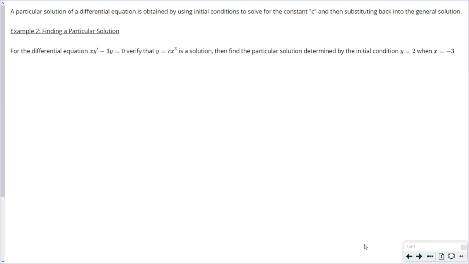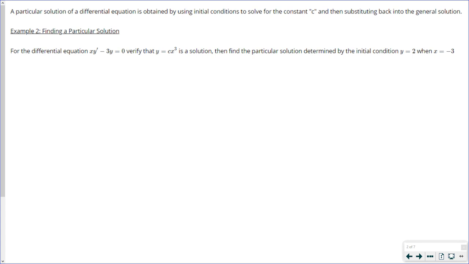A particular solution of a differential equation is attained by using initial conditions to solve for the constant c, and then substituting back into the general solution. So let's look at an example of when we would find a particular solution. We have the differential equation x times y prime minus 3y equals 0. We want to verify that c x to the third is a solution, and then find the particular solution when y equals 2 and x equals negative 3.